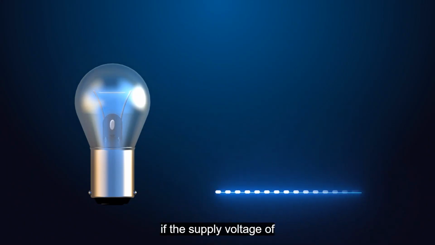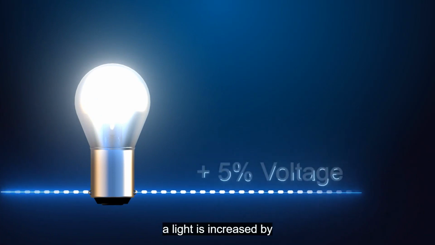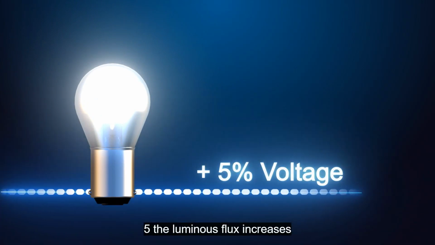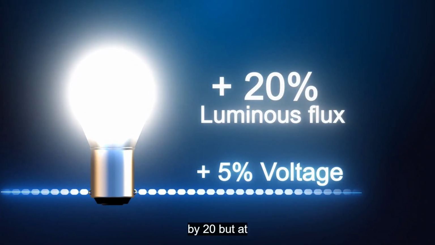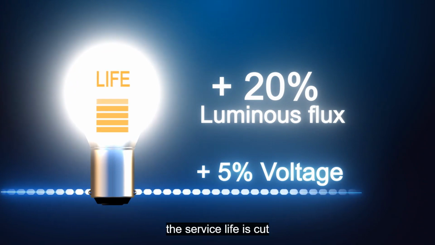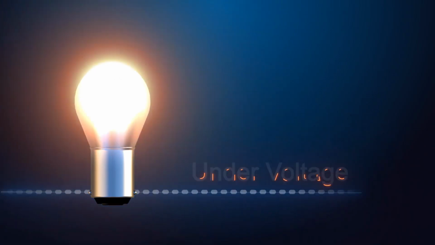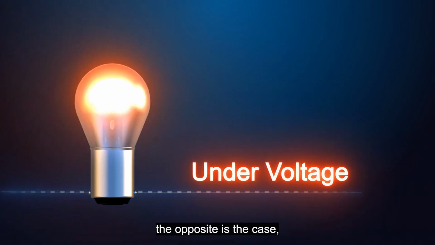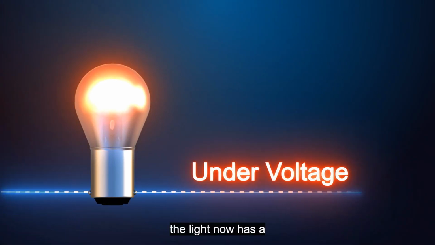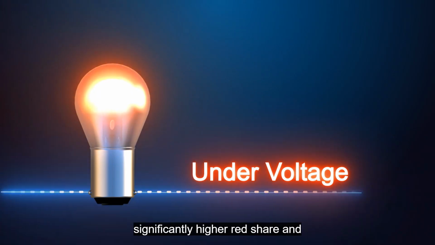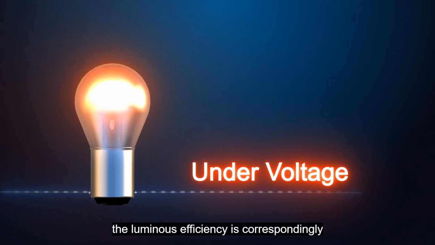As a rule of thumb, if the supply voltage of a light is increased by 5%, the luminous flux increases by 20%, but at the same time, the service life is cut by half. In the case of undervoltage, such as when the alternator is faulty, the opposite is the case. The light now has a significantly higher red share and the luminous efficiency is correspondingly lower.